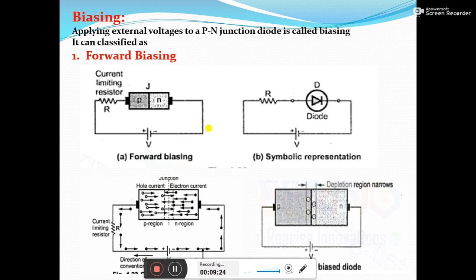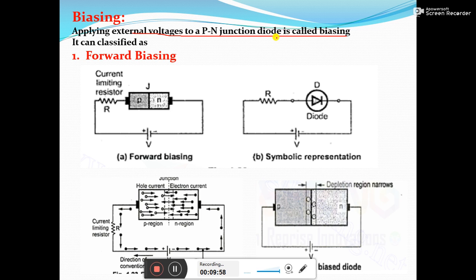Next one is biasing. A PN junction or a diode alone is of no use. You should apply certain potential across it whenever you want to make use of it. The process of applying an external voltage to the PN junction diode is called biasing. Not only for the PN junction diode, in general, the definition of biasing is nothing but applying an external potential to the device.